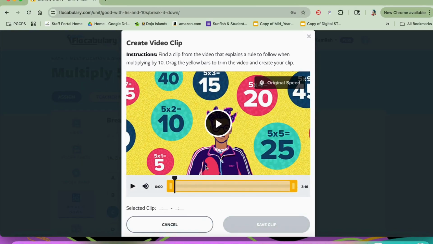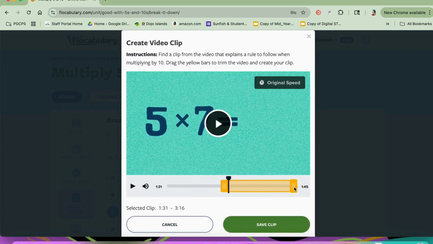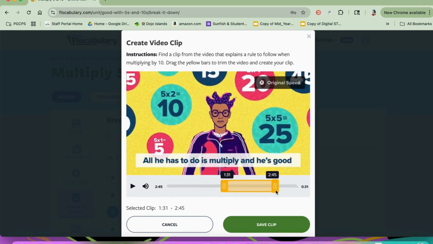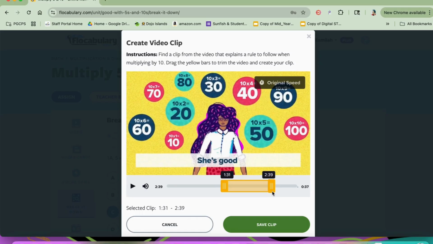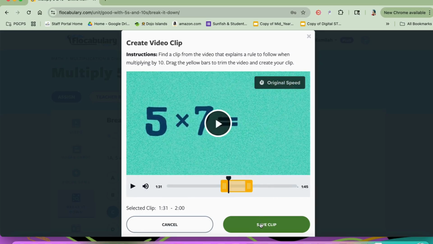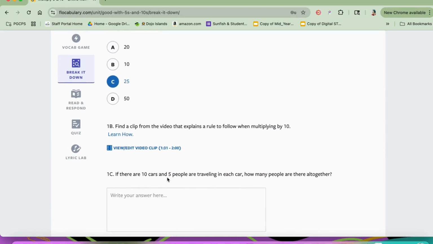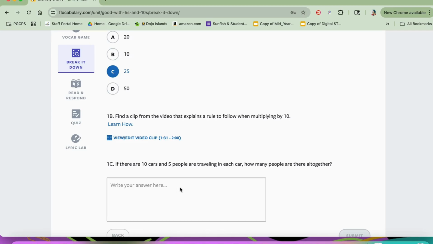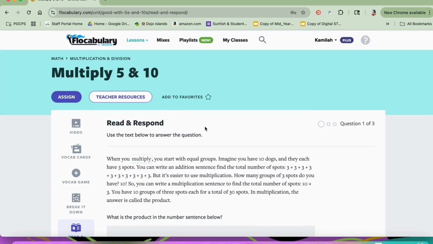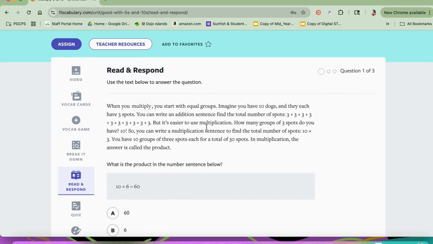It really gave students a chance to explain their thinking and apply what they learned from the song in a meaningful way. We wrap up with a quiz, which I used to check for understanding, and the lyric lab, where students could actually create their own rap or poem using the vocabulary. That piece brought in creativity and reinforced their learning in a whole new way.